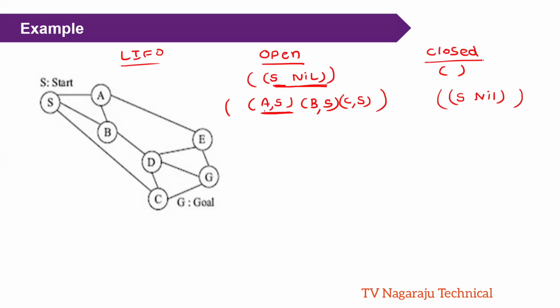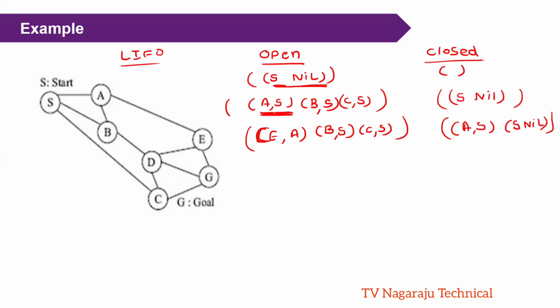Now for this node, what are the neighbors? A's neighbors: B is visited, S is visited. The only thing is E. So, E comma A. Anyway, B comma S, C comma S are available, and place A comma S in the closed list. Now you got the point. Once this node pair is visited and this is not the goal node, observe within the node pair, I am extracting the current value A. This is not the goal node. Now expand into EA and place A comma S in the closed list.